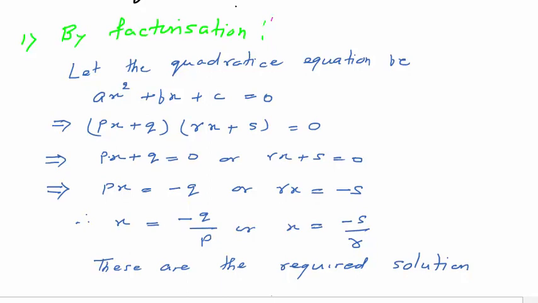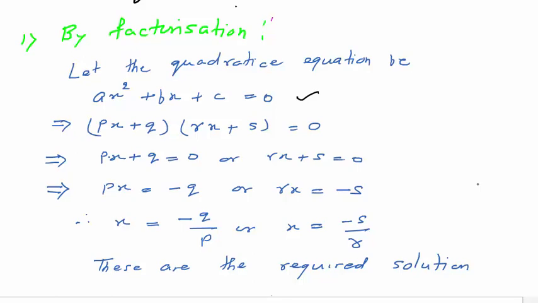Now the quadratic equation in general form is ax square plus bx plus c. If it is not in the general form, we first convert it in general form and then factorize it. Suppose we have factorized in px plus q into rx plus s form. Then as the product is 0, either px plus q will be 0 or rx plus s will be 0. Px plus q is equals to 0 gives me px is equals to minus q, or rx is equals to minus s. And finally we get the answer x is equals to minus q by p or x is equals to minus s upon r. These are the required solutions.